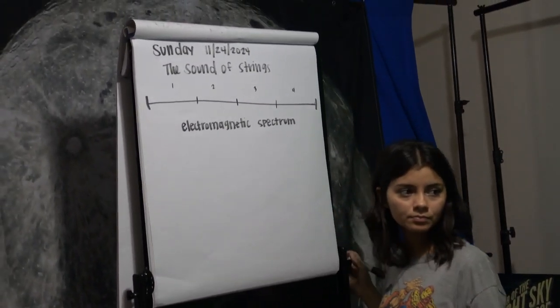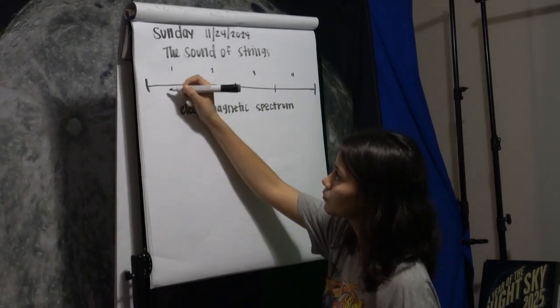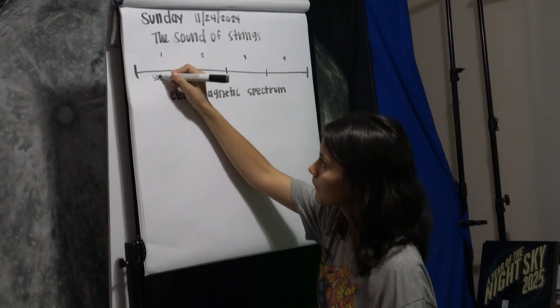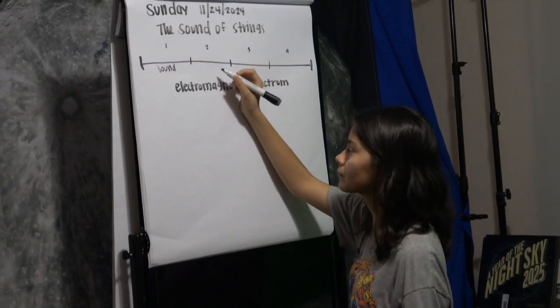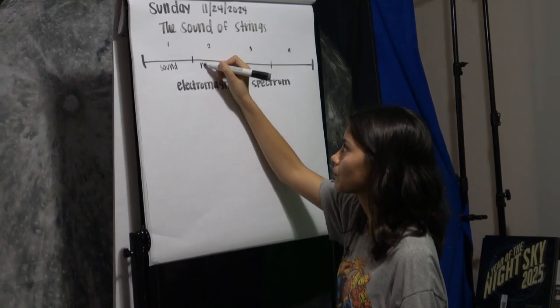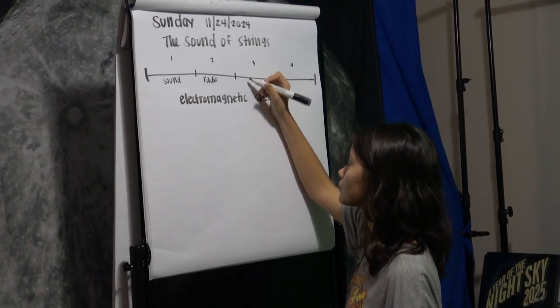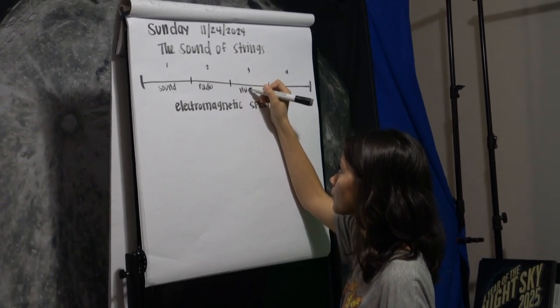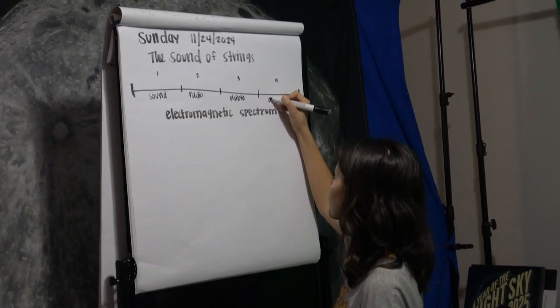The bottom line down there, number 1, right under there, sound, S-O-U-N-D. Under number 2, write radio. Under number 3, visible, and then others.